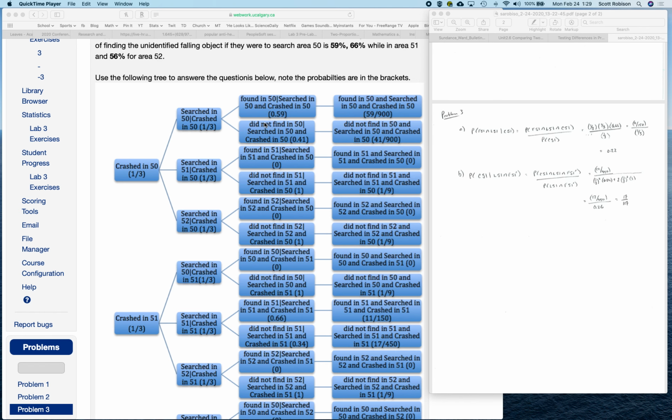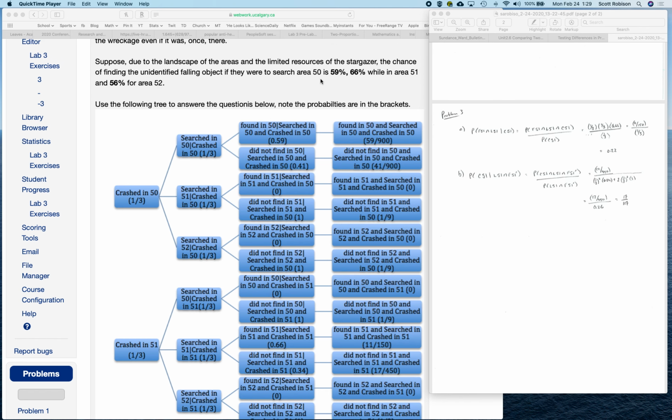However, there is some dependency in this question as well. For example, if the object did in fact crash in Area 50 and you looked in Area 50, then the chance of finding it is 59%. If it crashes in Area 51 and you look in 51, then the chance of finding it is 66%. And if it crashes in 52 and you look in 52, the chance of finding it is actually 56%. So it's quite a complicated situation. Let's just go through some of this tree.